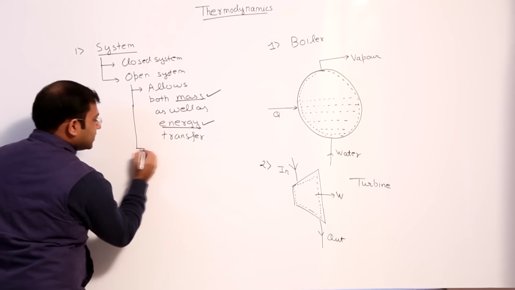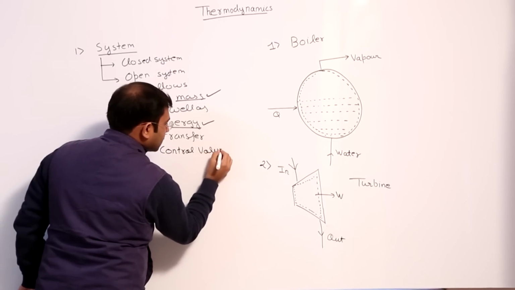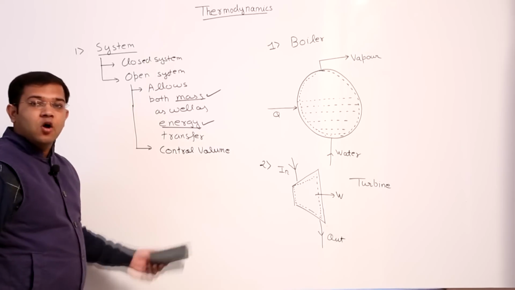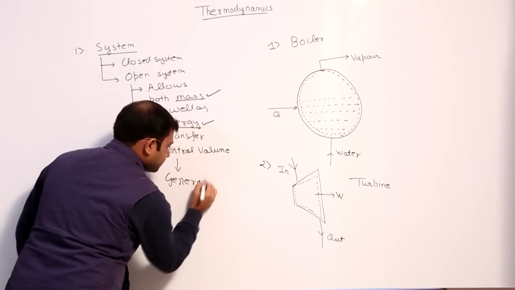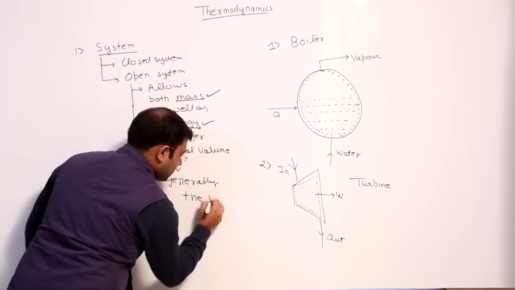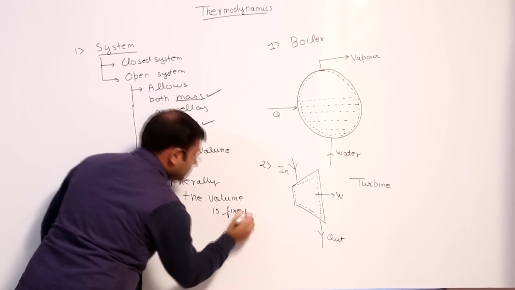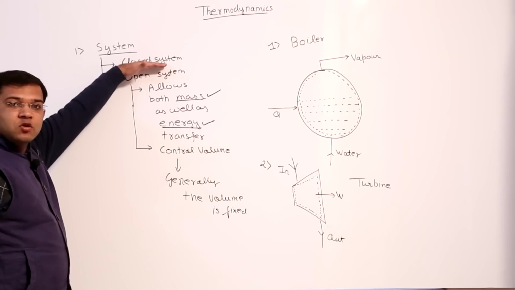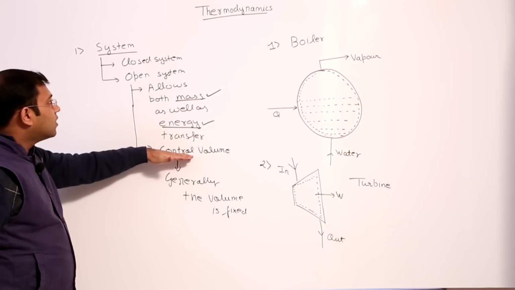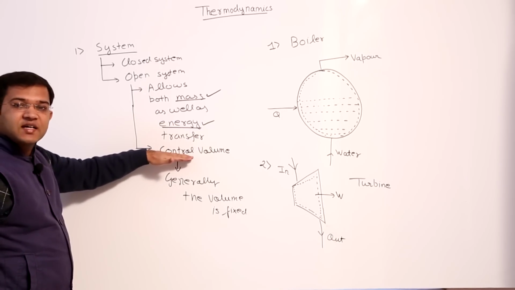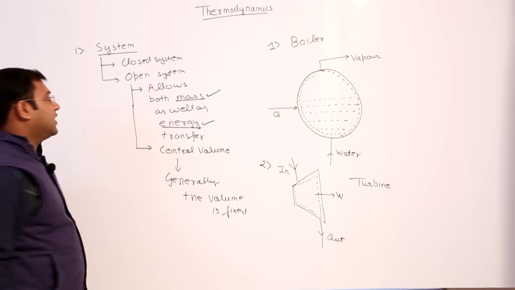And open system is generally known as control volume. Why is it known as control volume? Because in open system generally the volume is fixed. See, closed system was known as control mass because the mass was constant, and here the open system is generally referred to as control volume because here generally the volume remains constant. Fine.